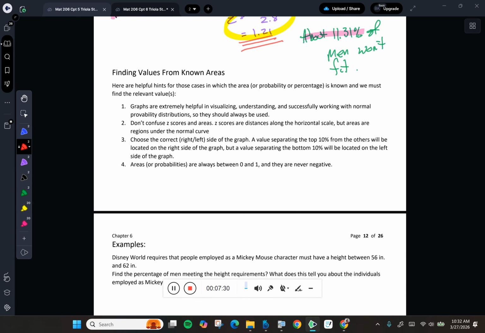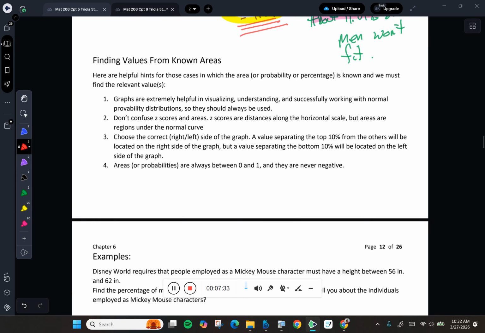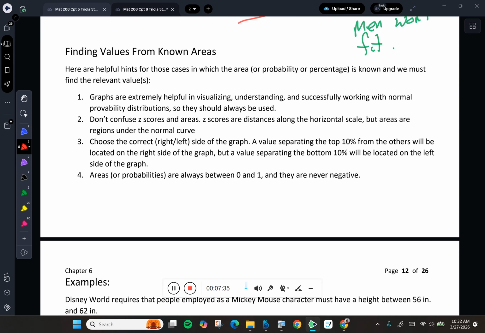Again, draw the graph. Some helpful values. Okay. So some helpful things here, some hints, draw the picture, right? Figure out, right? Don't confuse z-scores or x's with areas. Make sure you're doing the right graph, separating top 10%, bottom 10%, upper values, lower values, those sort of things. Draw the picture, right? If you ever get an answer that's bigger than 1 or smaller than 0, you know something's wrong because probabilities can't be negative. Draw the picture, make these problems work.